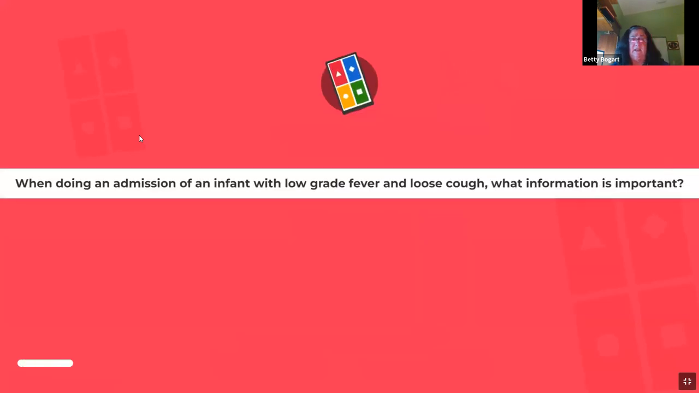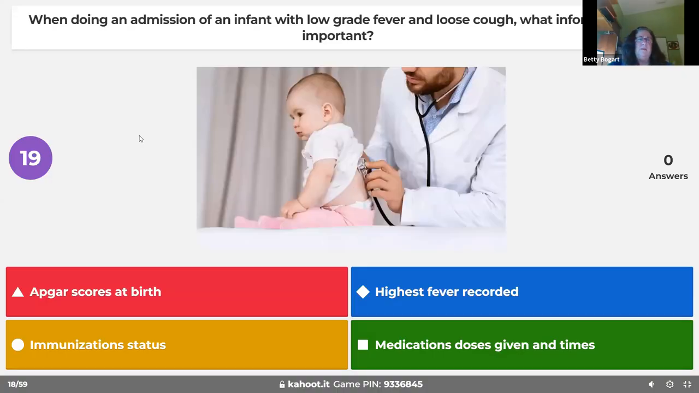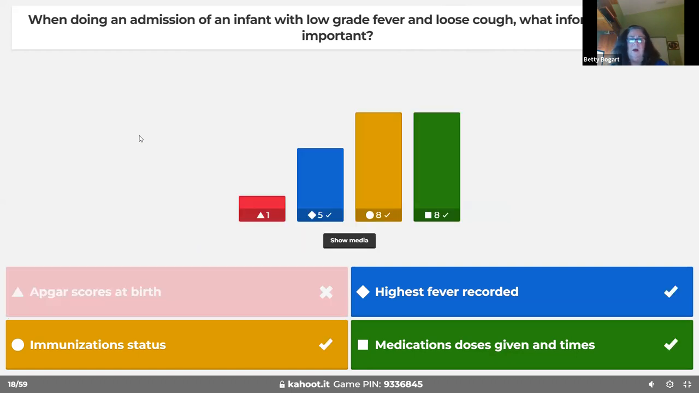A multi-select. When doing an admission on an infant with a low-grade fever and loose cough, what information is important? When you're doing an admission, you need to make sure infants are placed in the correct room, and you need to know how to take care of them the best way possible. What do you need to really know here? So number one, I want to know immunizations, because if they don't have immunizations, I don't want them in a room with another child because it could be dangerous.